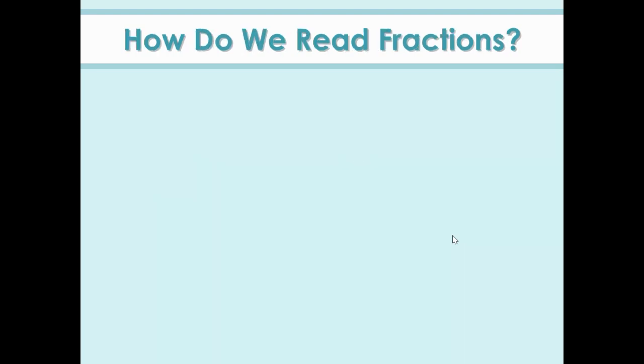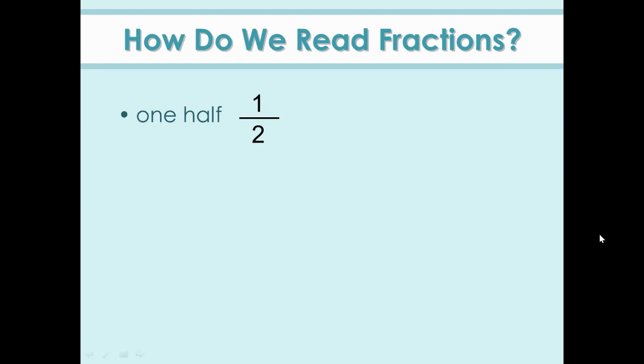Let's talk about how we read fractions, how we identify fractions when we see them. We need to remember to read fractions as the top number first and then the bottom number, as the numerator first and then the denominator. So as we read them, we got to make sure we read that numerator and then we read that denominator. Let's remember that the numerator is how many parts of the fraction are shaded, and the denominator is how many equal parts make up the whole.